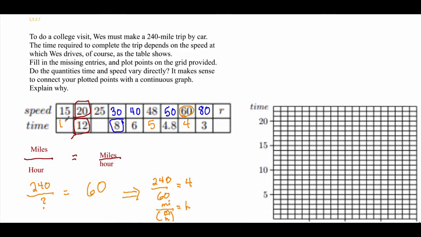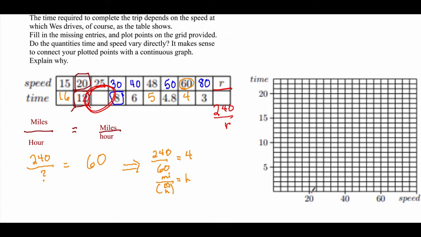So we fill in some of the chart, and I'm going to leave the 25 for you to try to do. If I do 240 miles divided by R miles per hour, that will give me the number of hours. Let's graph some of the points. If I'm at 20, I'm at 12. If I'm at 40, I'm at 6. I'm at 50, I'm at 4. I'm at 60, I'm at 4. And if I'm at 80, I'm at 3. And 15 will give me 16.